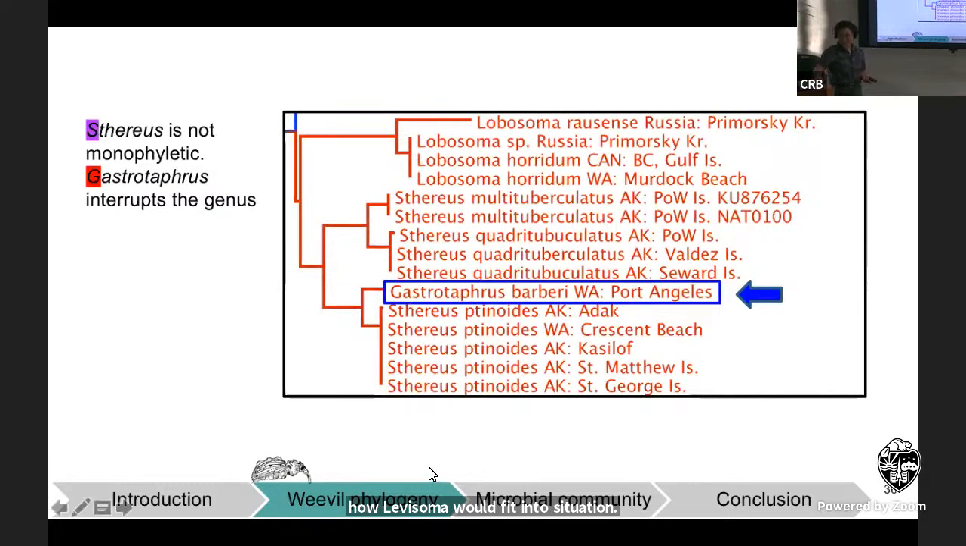Another thing that came up from the tree that was interesting is that Asterias is not monophyletic. So here's where Asterias is: Asterias multituberculatus, quadrituberculatus, and tenoides. I would have expected this to be just 1 clade, but instead in all instances, Gastrotaphrus barberi interrupts that clade.